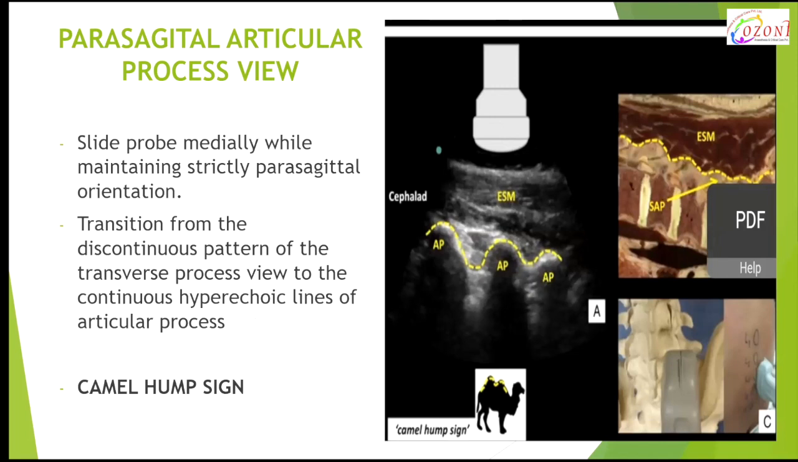Next slide, sir. Second is the parasagittal articular process view. Here the probe is placed over the articular process. We slide the probe medially while maintaining a strictly parasagittal orientation. Then we'll see the transition from the discontinuous pattern of the transverse process view to the continuous pattern of hyperechoic lines of the articular process. So it looks like a camel hump. So in the parasagittal articular process view, we'll see the camel hump sign.